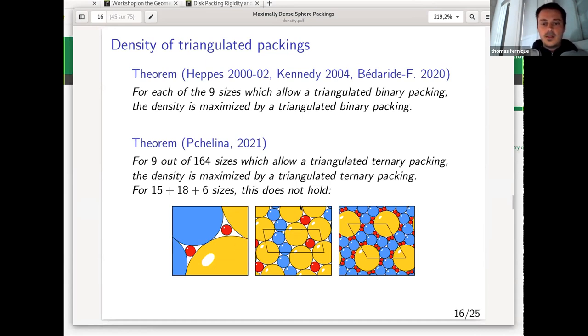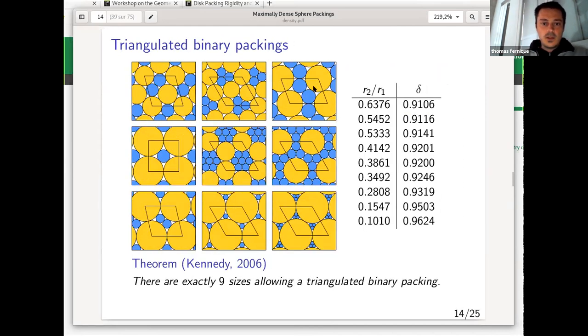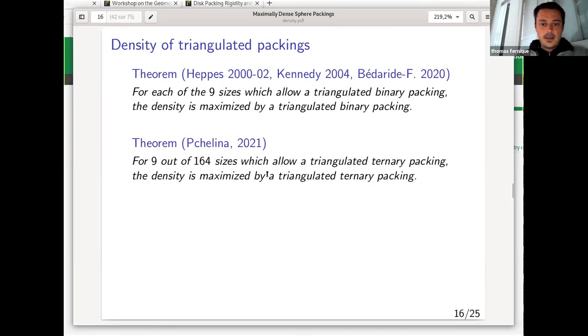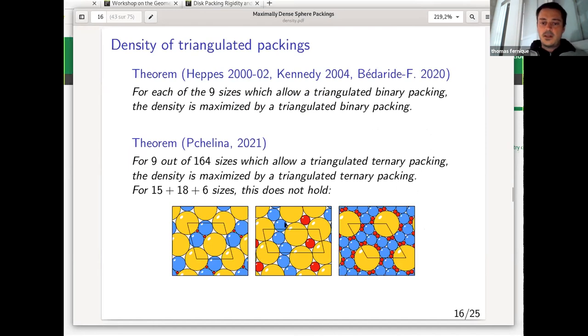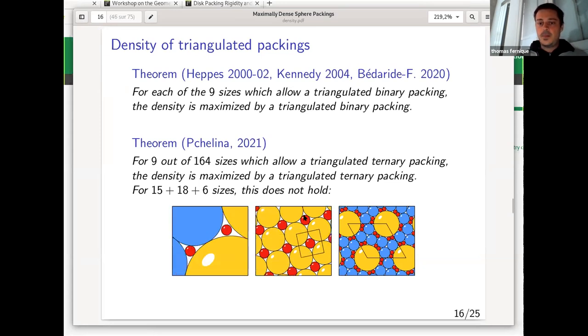So the second case is another situation. This is a triangulated packing with three sizes of disk, but it is a bit of a silly packing, because what I have done is just take two different binary packings and combine them together. If you look, you can see that it is nothing but this one and this one together. The red and the blue circles never touch. So you have a triangulated ternary packing, but usually it comes from two binary ones, and one of the binary ones is the densest. If you look for the densest packing, it will be the binary which wins.